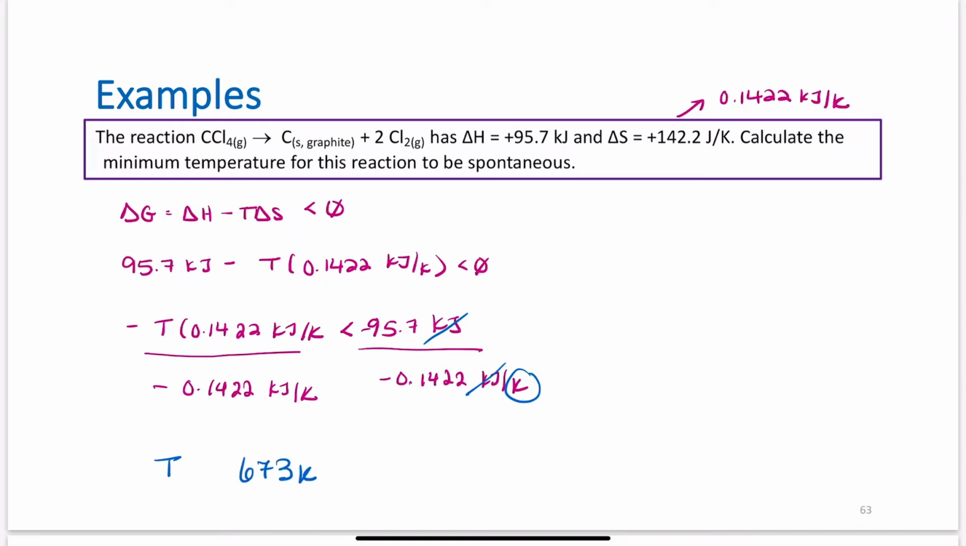But remember, when you have an inequality sign like this and you divide by a negative number, you have to flip the inequality around. So that means you have to flip it this direction. The temperature will be greater than 673 K.